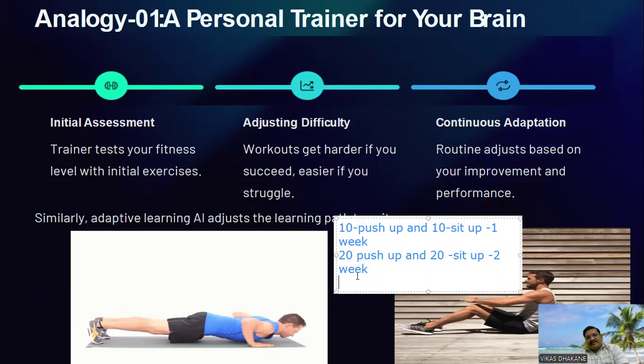Again, in the second week, if you are able to complete these things very easily without any body pain, then your gym instructor will again give you another exercise, okay, with some modification, like 25 push-ups and 25 sit-ups. Okay, so this is for, for example, the third week.